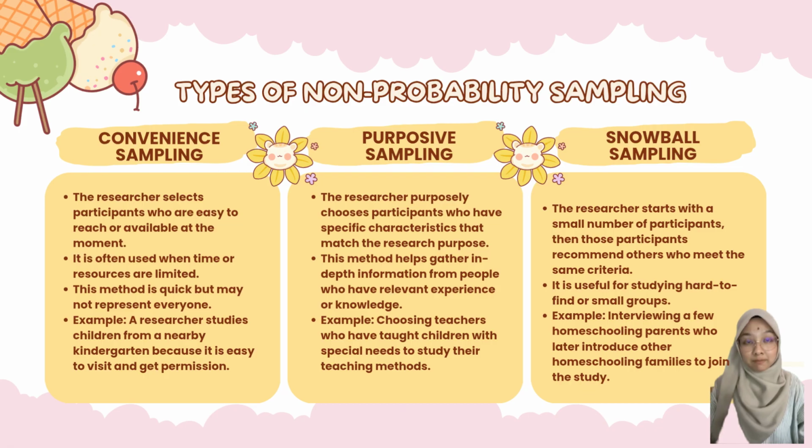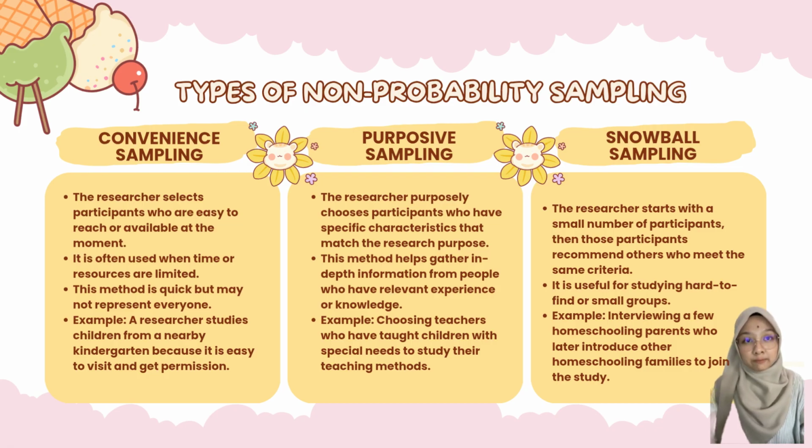Okay, convenience sampling. First, convenience sampling. This means the researcher chooses participants who are easy to reach or available at that time. It saves time and effort, but it may not represent everyone. For example, a researcher may select children from a nearby kindergarten because it is easy to access and get permission. It is simple and practical, but not very accurate for representing the whole group.